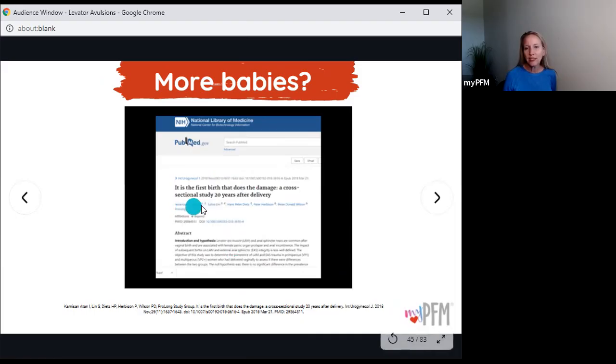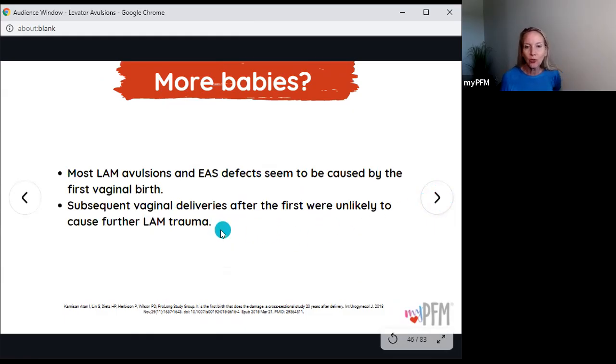In this article, "It is the first birth that does the damage: a cross-sectional study 20 years after delivery." So let's see what this article showed. Most levator ani muscle avulsions and external anal sphincter defects seem to be caused by the first vaginal birth. Subsequent vaginal deliveries after the first were unlikely to cause further levator ani muscle trauma. Okay, so that looks like good news, right? Of course, there's no guarantees, but that was encouraging.